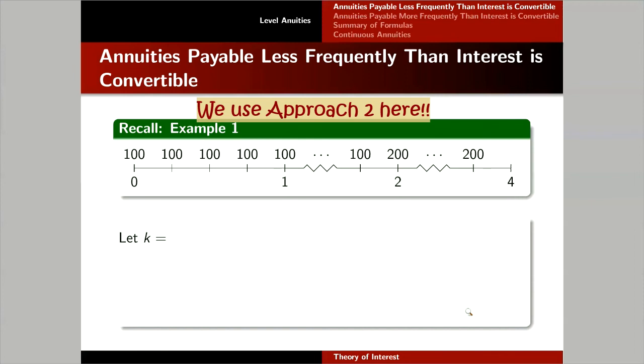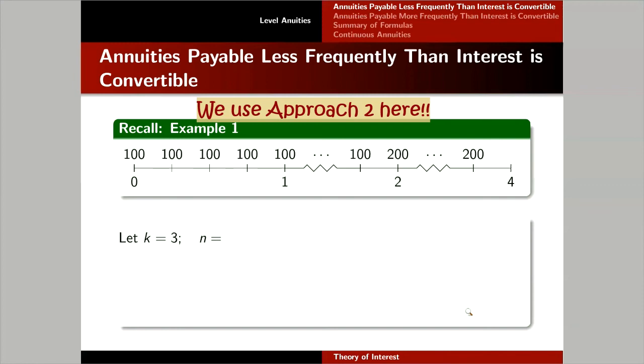Okay, the payment period here is quarterly, while the interest conversion period is monthly. To find K, you ask how many months are there in a quarter. So there are 3 months in one quarter, right?